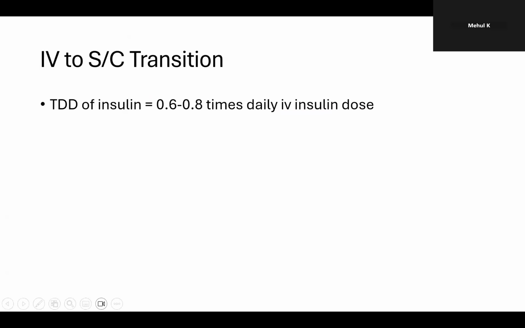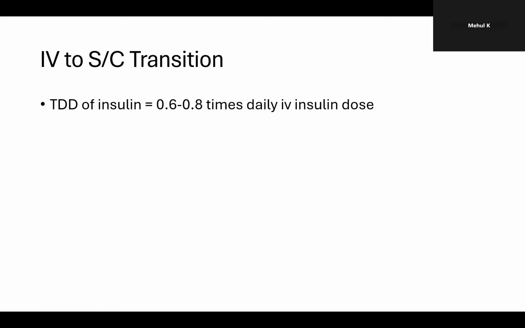Now, IV to sub-Q transition, going from IV infusion to sub-Q, you do not convert the whole thing into sub-Q. That is wrong. You take the total IV daily insulin requirement. So how do you calculate this? Basically, you look at the IV infusion dosage for around 6 hours, and you multiply that by four. You will get an estimate of the 24-hour IV insulin requirement, and you transition that to sub-Q by decreasing it a little bit. You take around 0.6 or 0.8 times that daily IV insulin dose. So you are actually taking only around 60 to 80% of the daily IV insulin dose to give sub-Q.